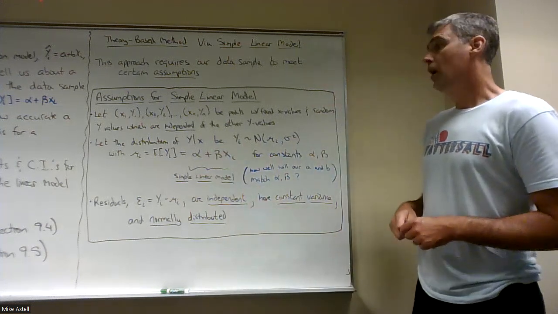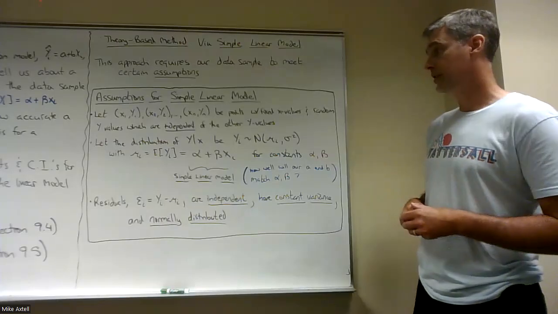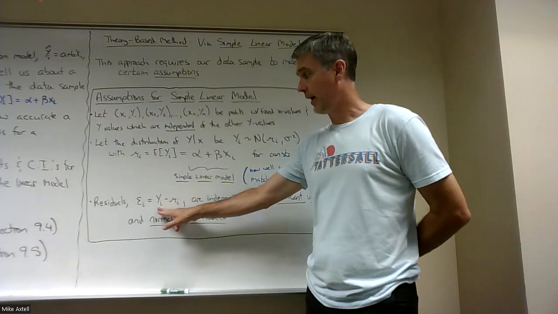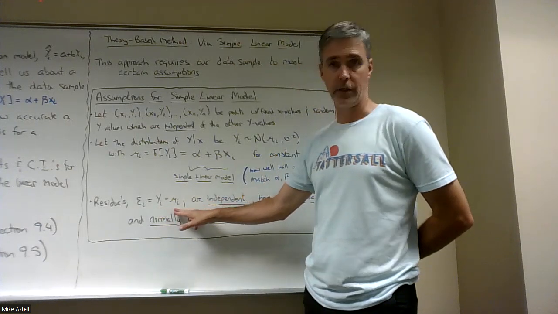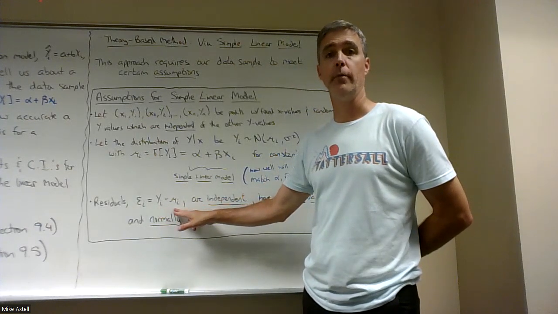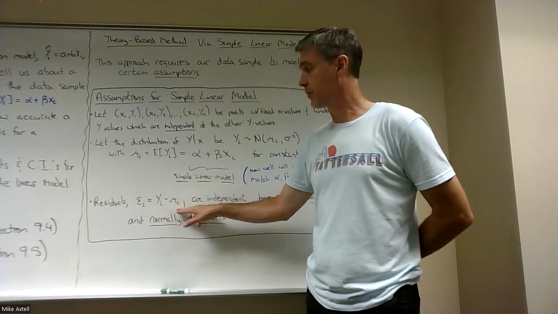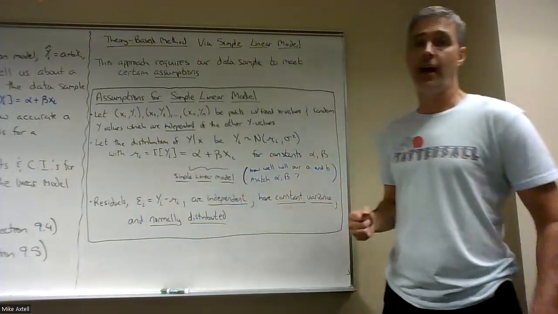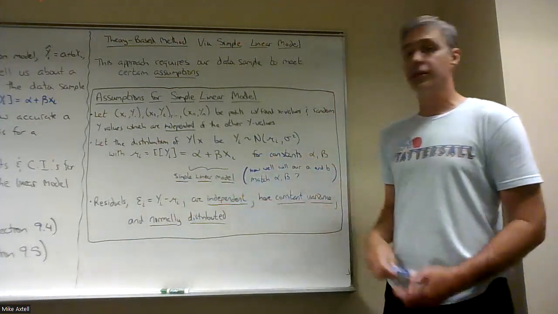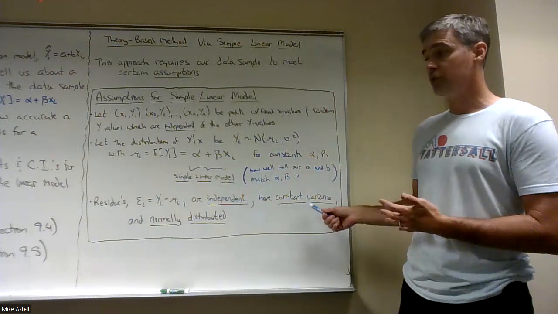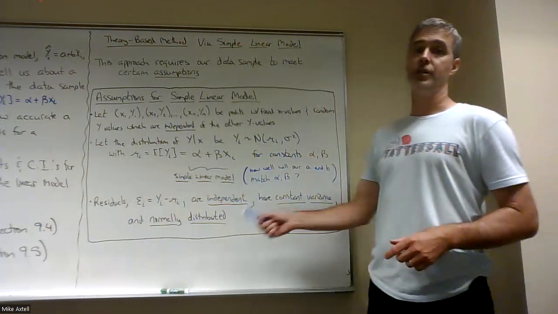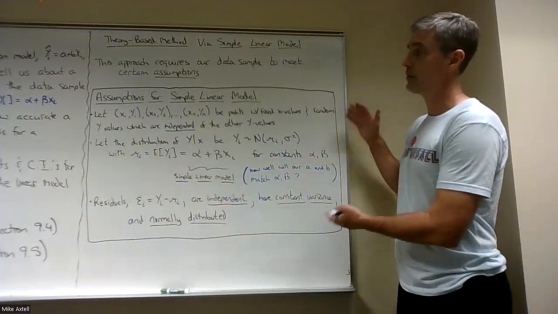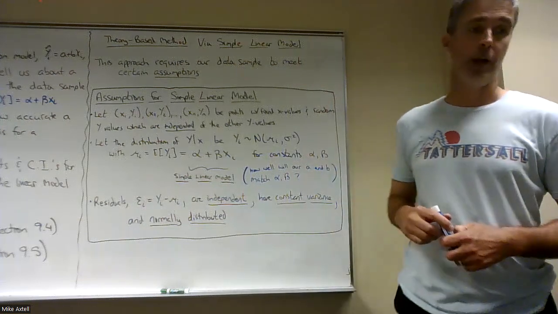Next assumption, the residuals. The true y value is y sub i, and there's the expected y value, which is what our simple linear model will be telling us. The difference between them is our error, our residual. We also need the residuals to be independent of each other, to have constant variance, and to be normally distributed. So these are the assumptions for the simple linear model.